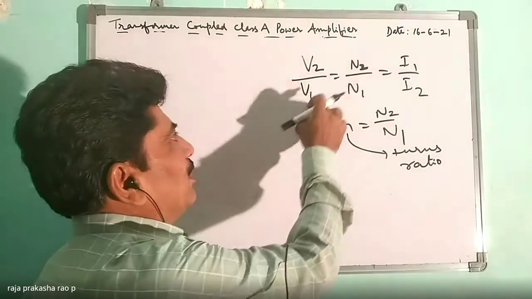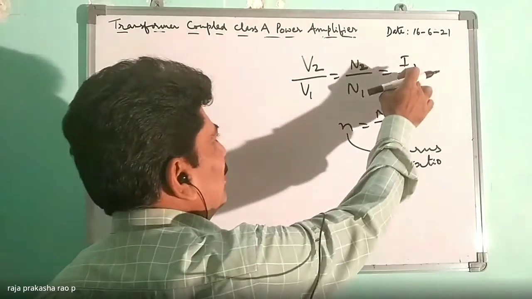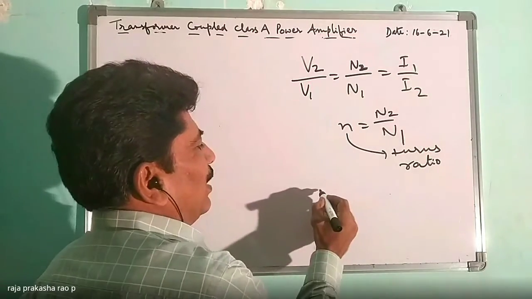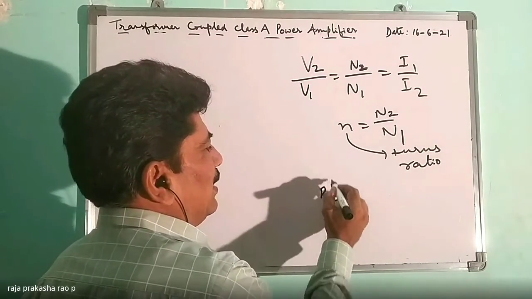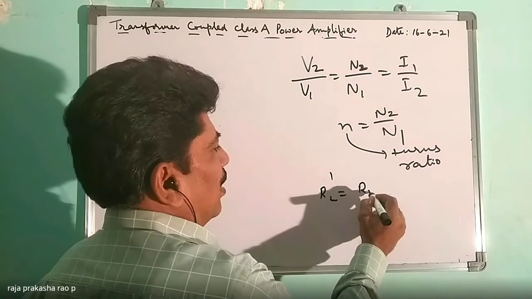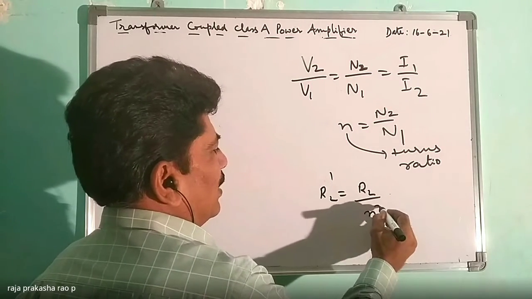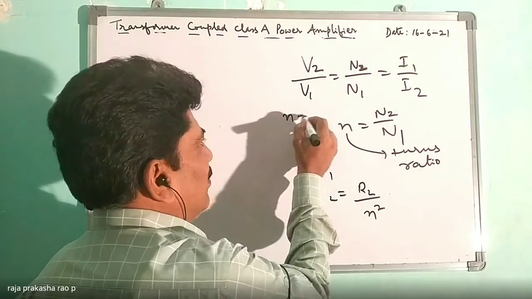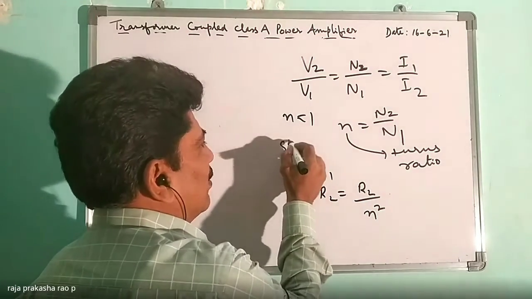Transformer equation: V2/V1 is equal to N2/N1 equal to I1/I2, right? And we have already derived RL dash is equal to RL by N square, where N is nothing but the turns ratio. If N is less than 1, it is a step down or step up?